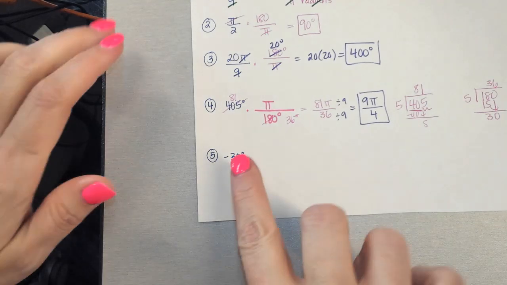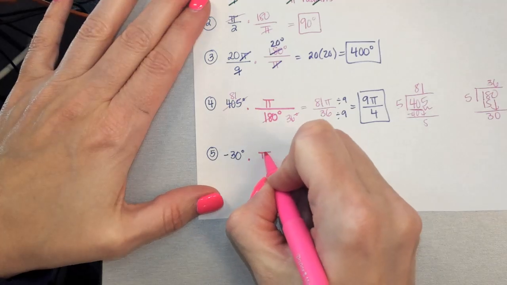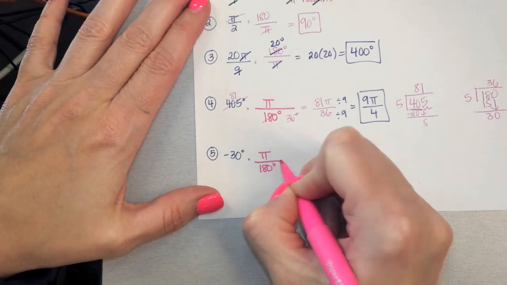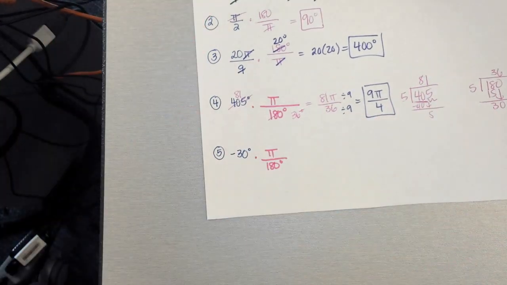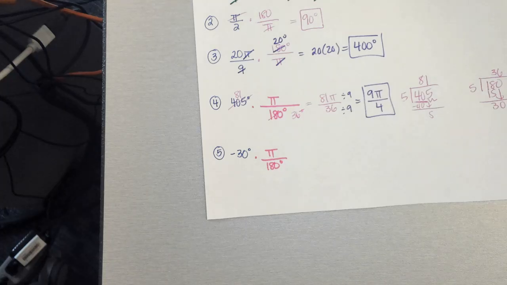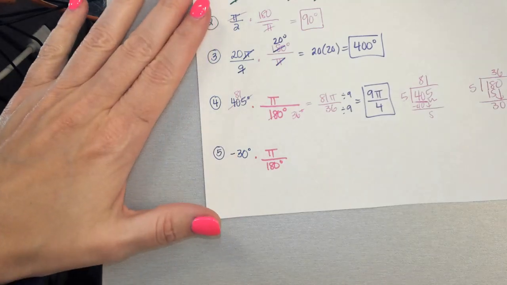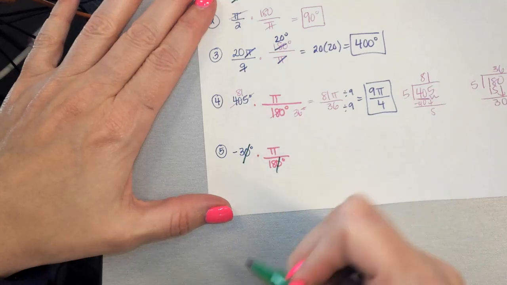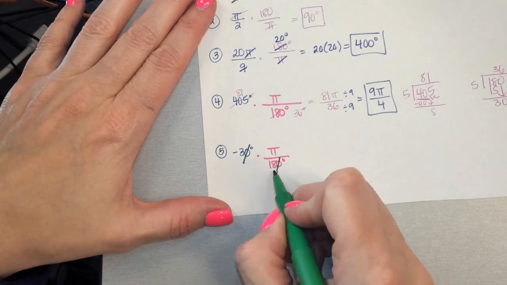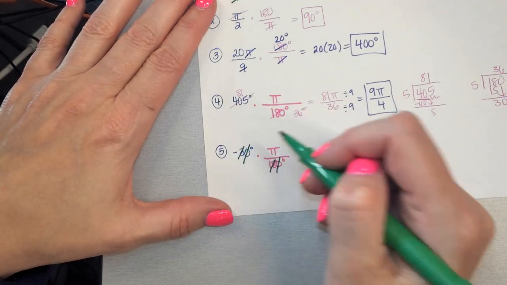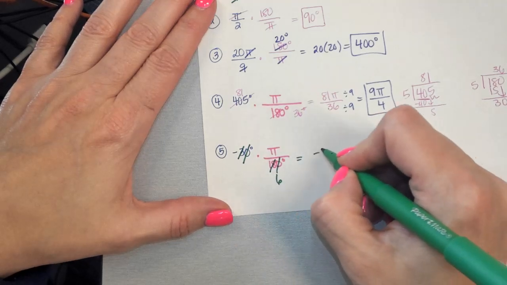Okay, and this one, did some of you guys know it without doing the conversion? It's one of our special points on the unit circle. It's just negative. So you can divide by 10. 3 goes into 18 how many times? 6. So you have negative pi over 6.